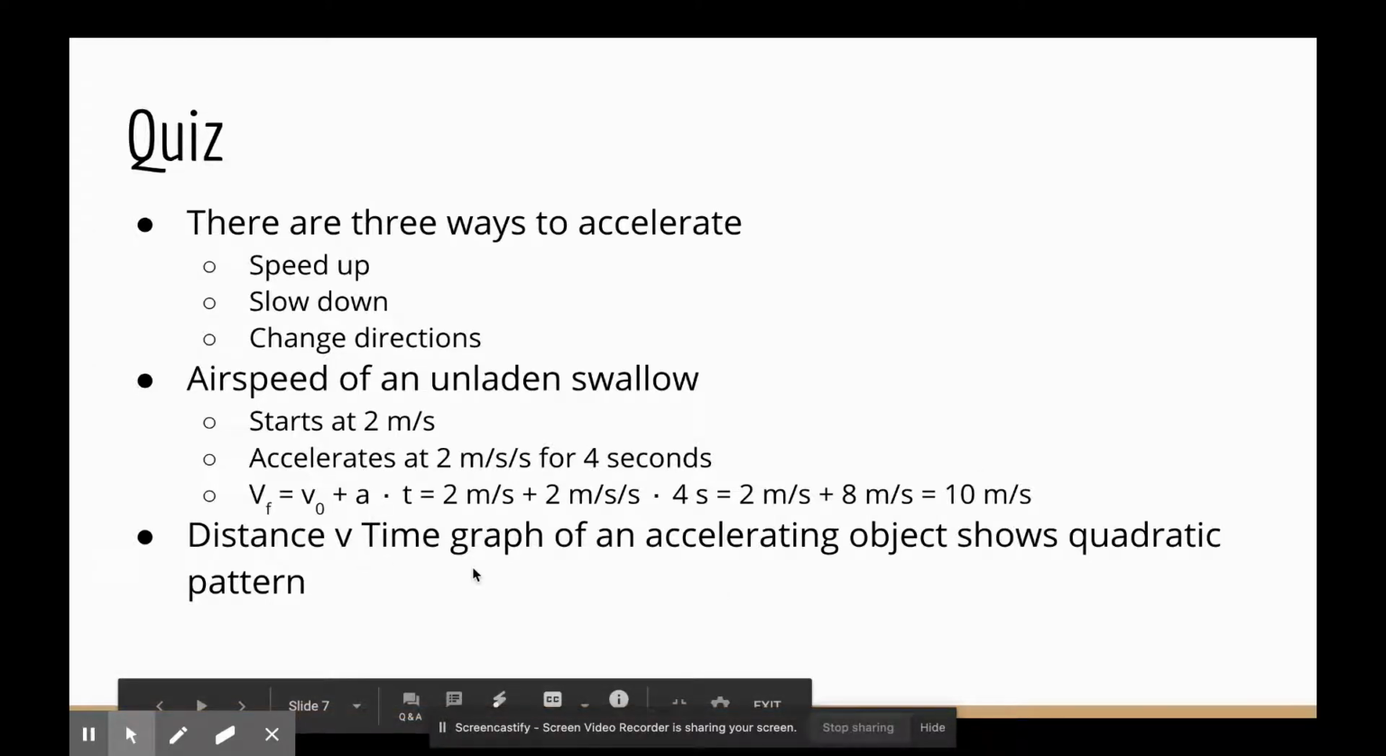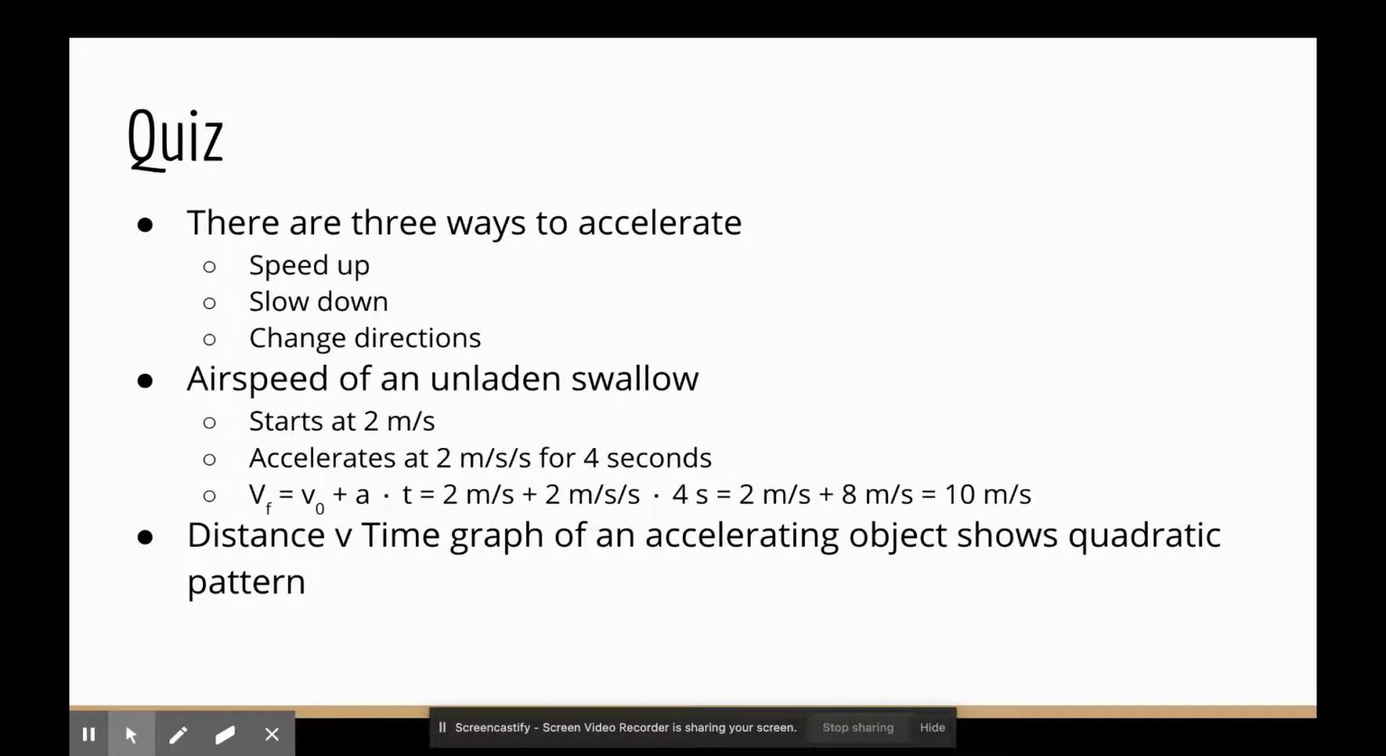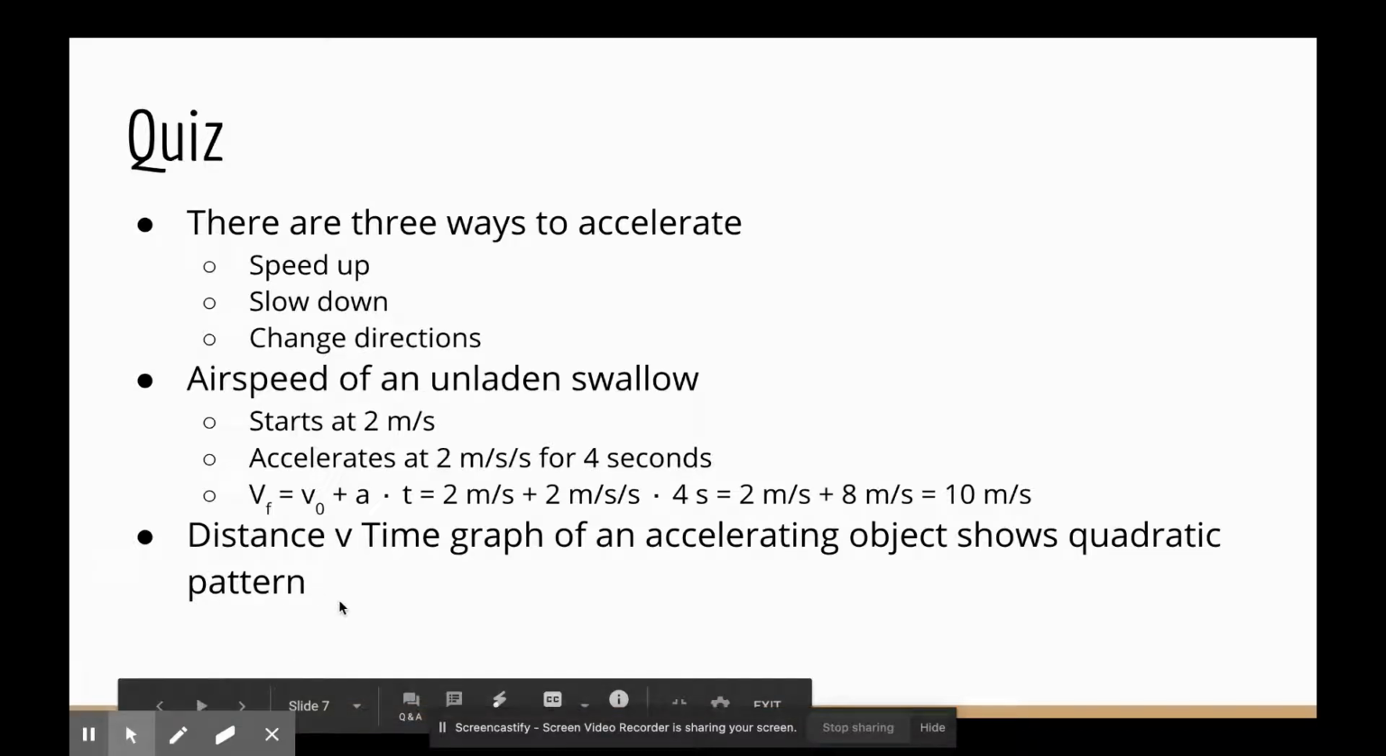The distance versus time graph for acceleration is a quadratic pattern. It was a little bit of a mix-up yesterday when it came to students identifying this. I think where a lot of you got confused was that we also had the velocity versus time graph, which showed a linear line. That has to do with velocity versus time, and that's just to show that acceleration is the slope. However, when we're talking about acceleration specifically, that is a quadratic pattern.